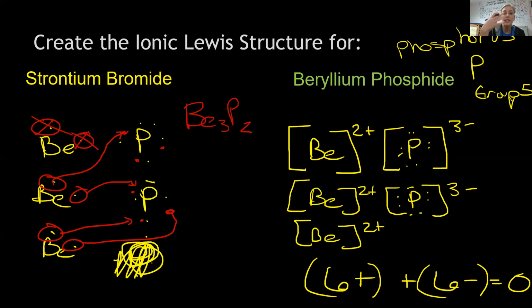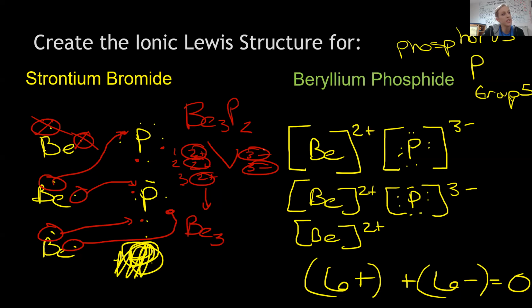The metal's willingness to give up electrons is why it conducts electricity, by the way, just to link those two ideas together. So this would be Be3P2 because we have 2 plus, 2 plus, 2 plus. We have 3 minus, 3 minus. There's 3 of these and 2 of these. So that's where you get the 1, 2, 3 for the Be3. You get the 1, 2 for the P2.